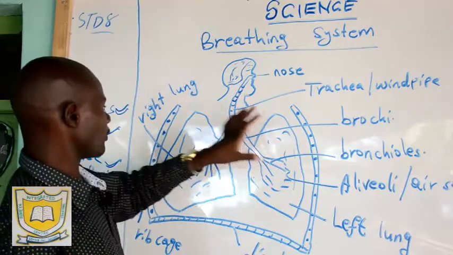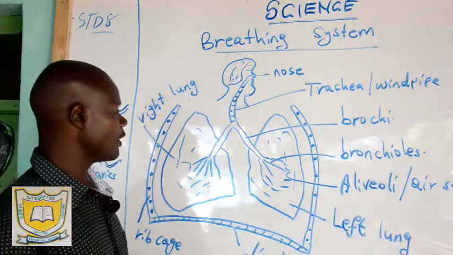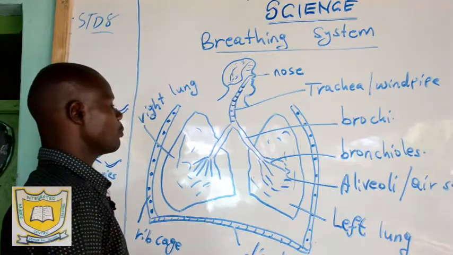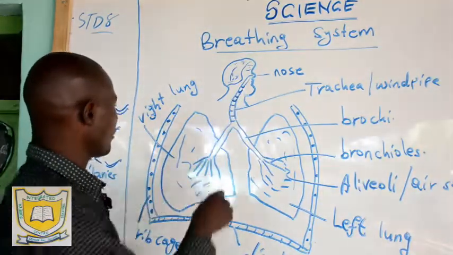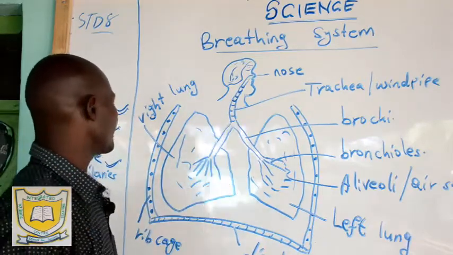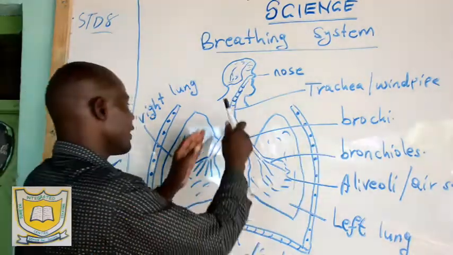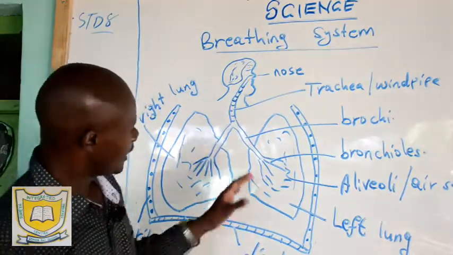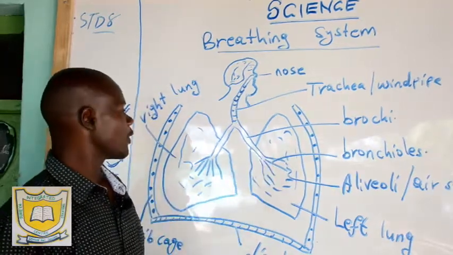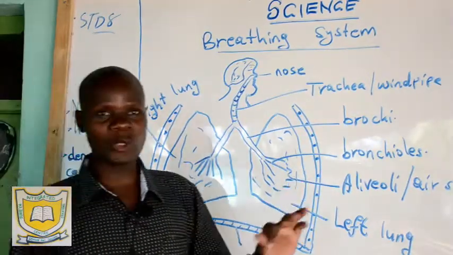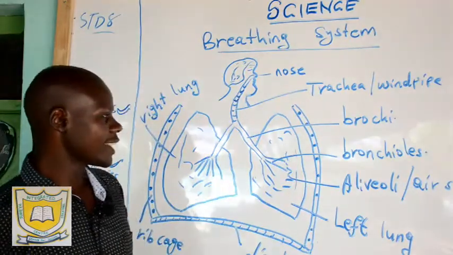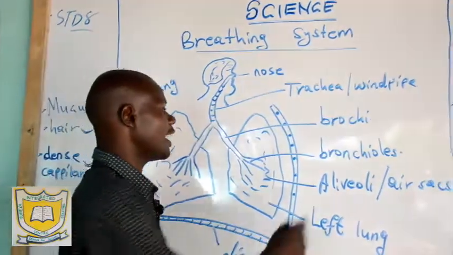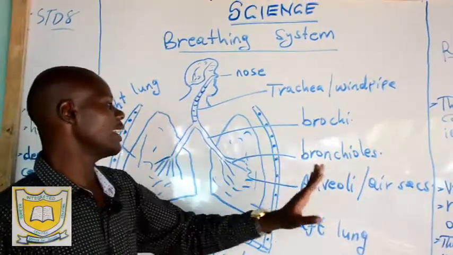So from the trachea, we have the bronchi. One bronchus moves to the left lung, and another moves to the right lung. So the bronchi are the first branch immediately from the windpipe. As you proceed inside the lung, the bronchi are subdivided into smaller tubes that are known as bronchioles. Bronchioles has the letters LE, so that is the difference. Bronchi does not have the letter L.